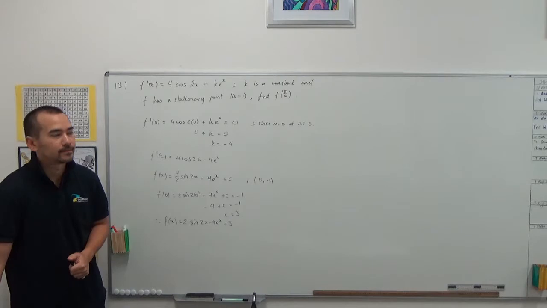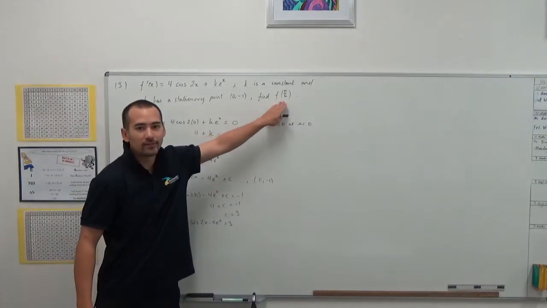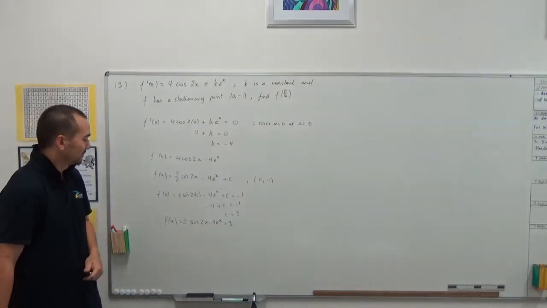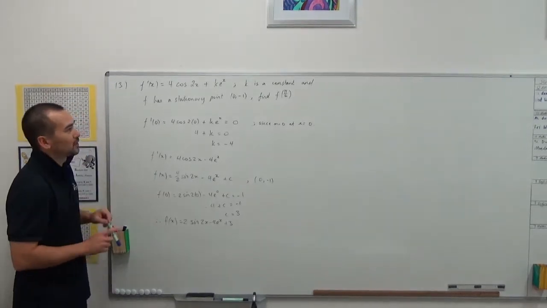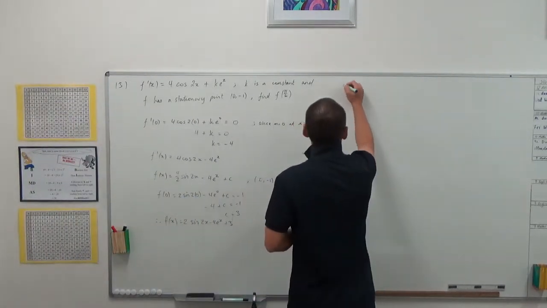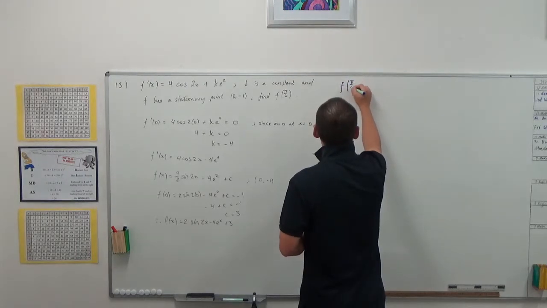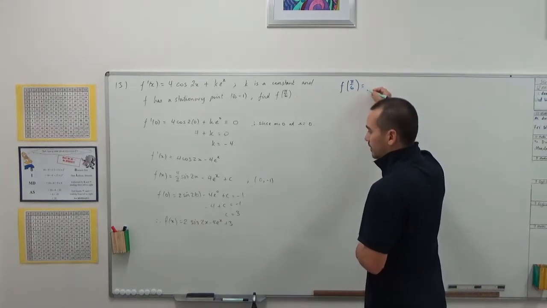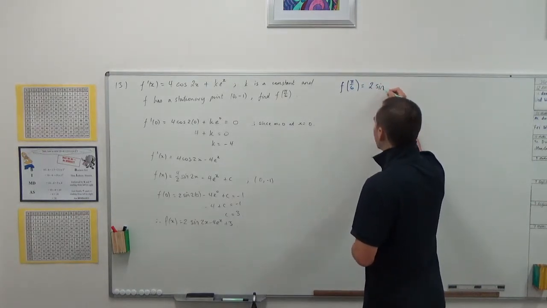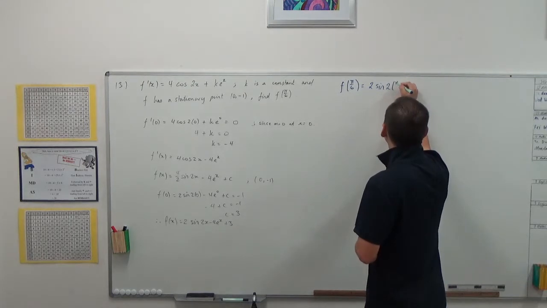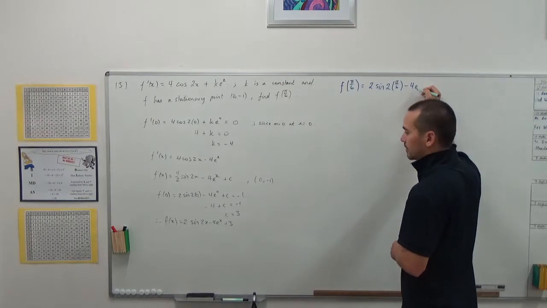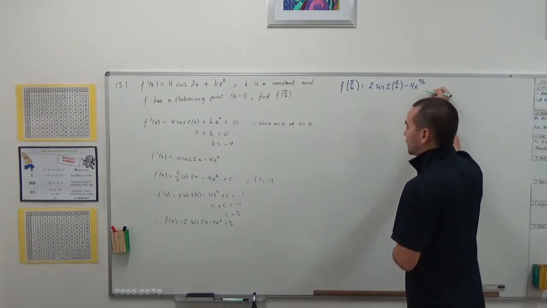What about find f of pi over 6? Ah, yes, we're not finished yet, are we? We still need to find the value at pi on 6. Never celebrate too soon. Okay, so let's plug this in. And we get 2 sine 2 times pi on 6 minus 4e to the pi on 6 plus 3.